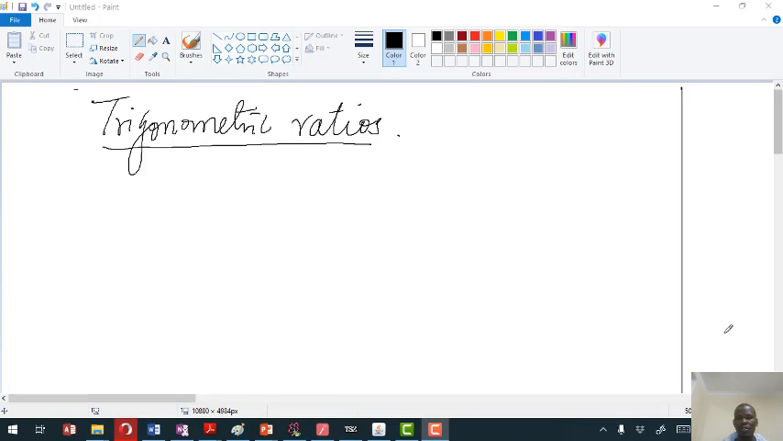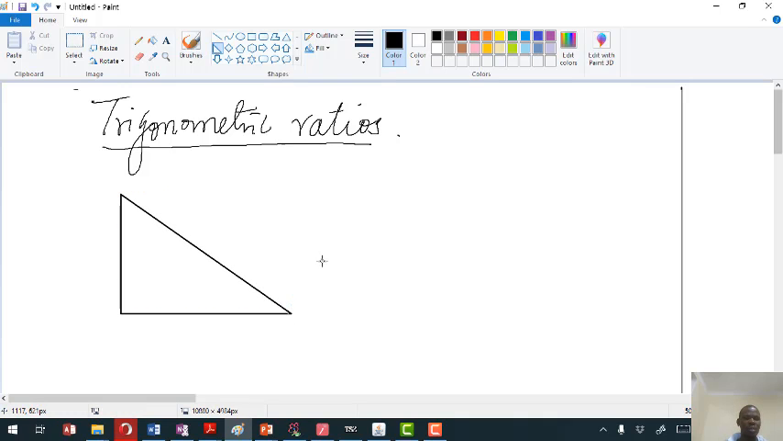Okay, welcome back from the break. We're going to start on trigonometric ratios. In the previous session we looked at the Pythagoras theorem, how to relate different sides of a right angle triangle. In trigonometric ratios, we are now going to consider the same thing, a right angle triangle, but how to relate different sides with the angles.